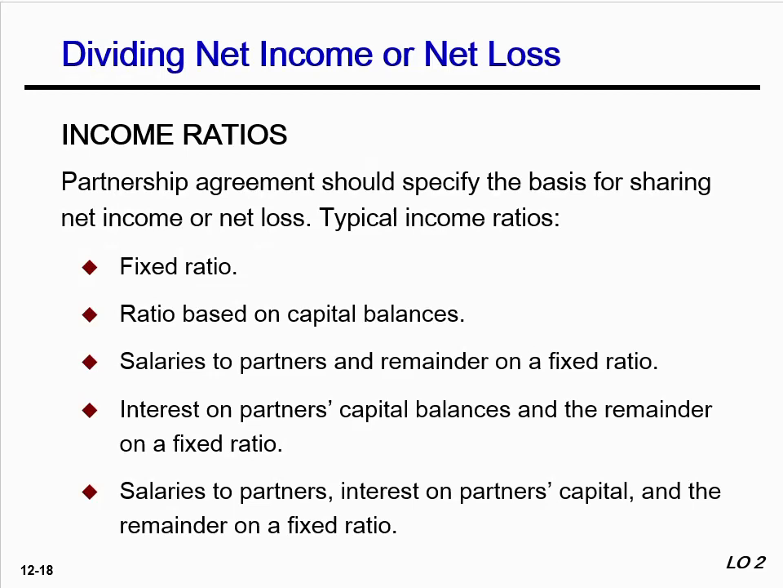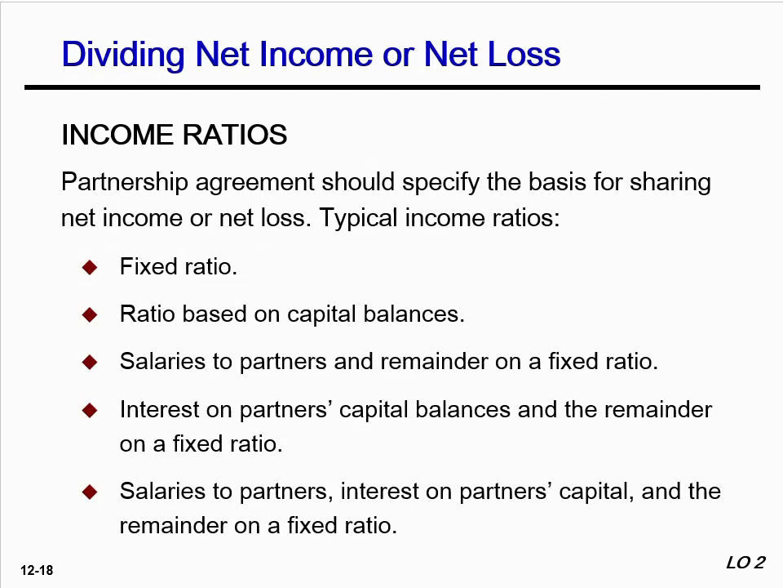Next is interest on partners' capital balances and the remainder on a fixed ratio. You can also distribute the income between the partners this way. Firstly, give interest to them if it is stated in the partnership agreement. Sometimes partners want interest on whatever capital they have contributed to the business. If this is so, first pay the interest out of the profit, then the remaining you can distribute to the partners based on their fixed ratios.